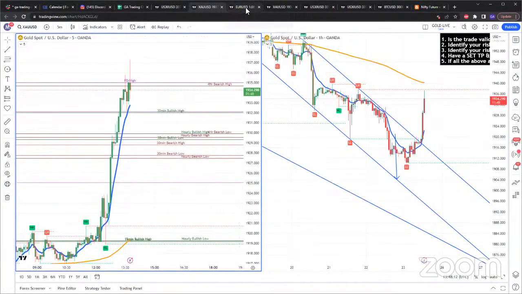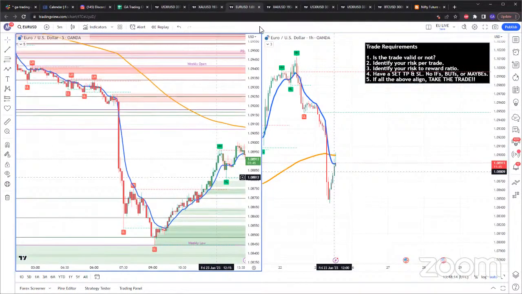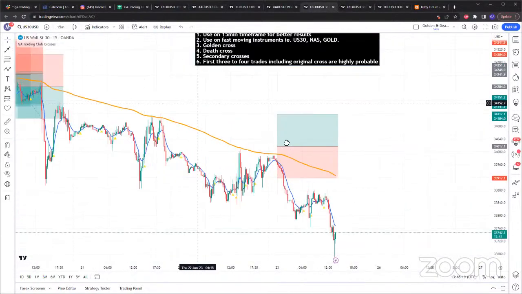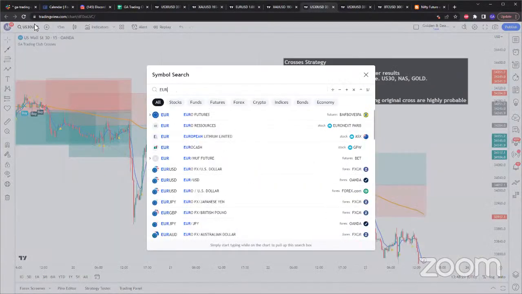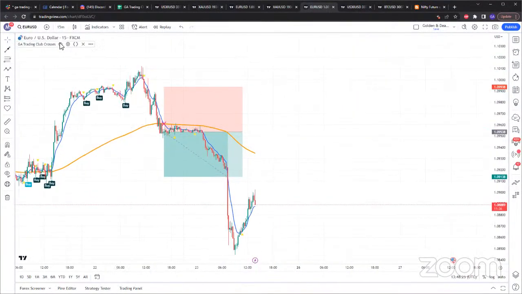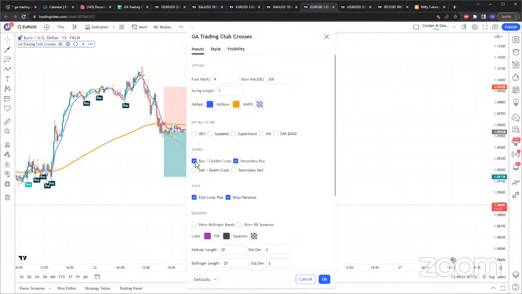So what else do we have? EU. EU is another one. We talked about EU using the crosses indicator yesterday. So we were looking for sells yesterday on EU.